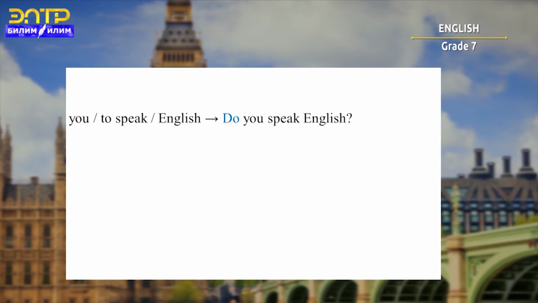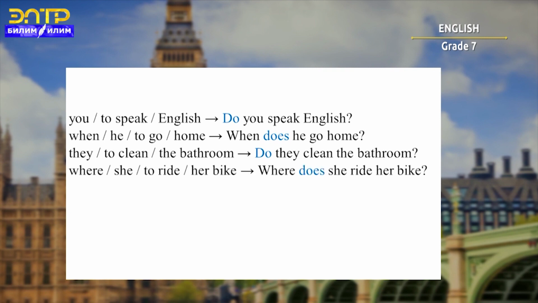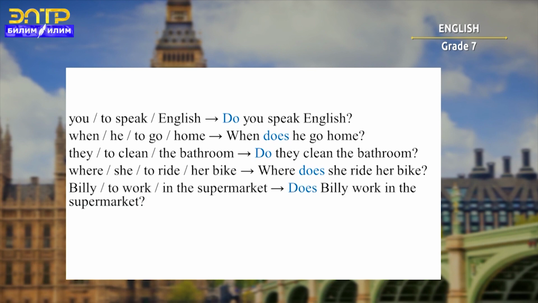Let's check the sentences. The first one. Do you speak English? The second one. When does he go home? The third one. Do they clean the bathroom? The fourth one. Where does she ride her bike? The fifth. Does Billy work in the supermarket?